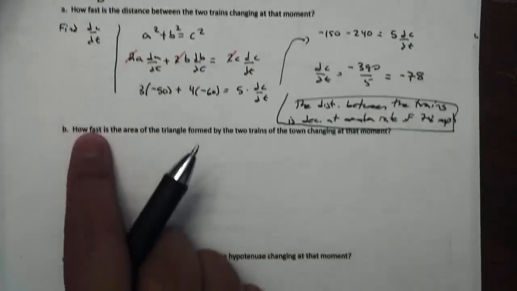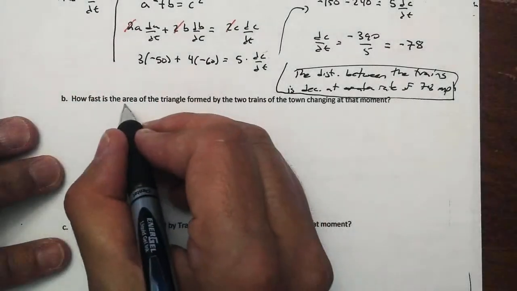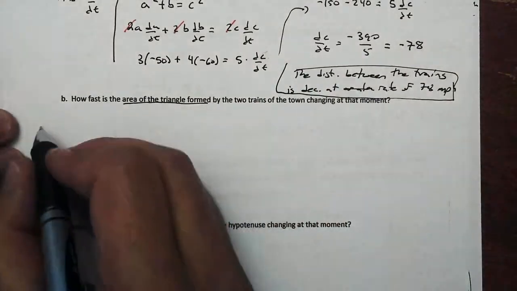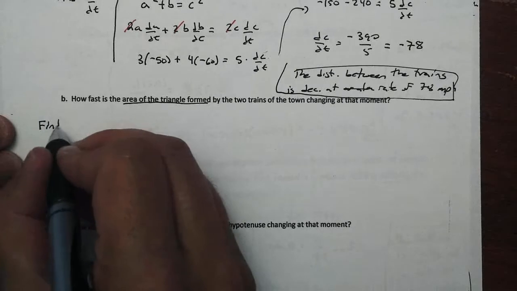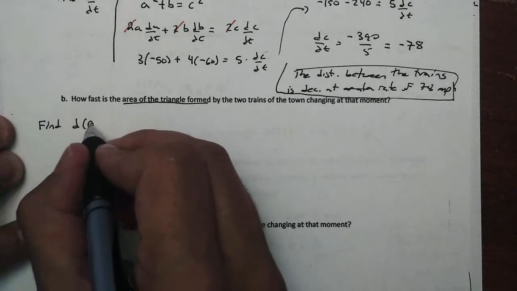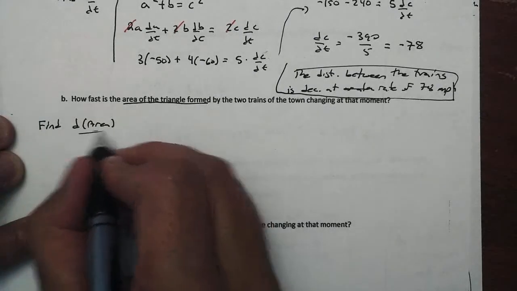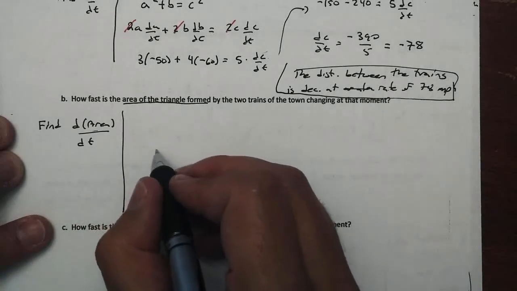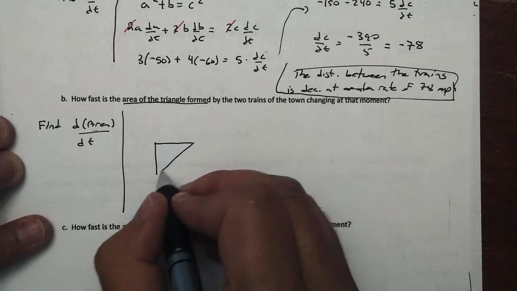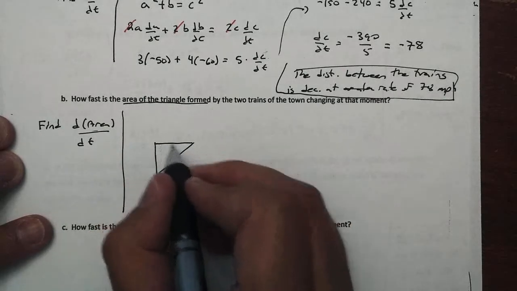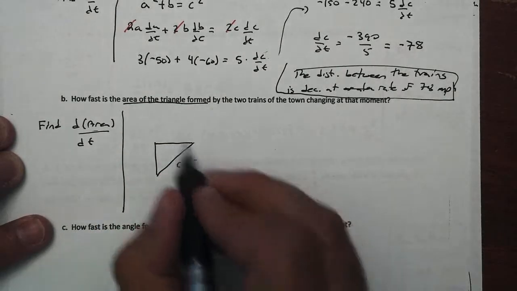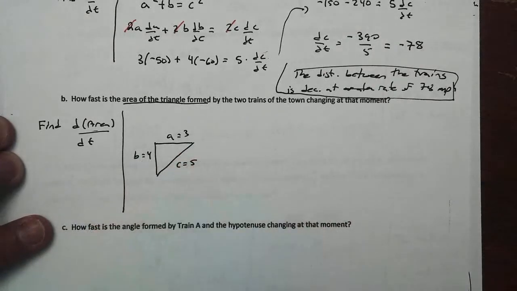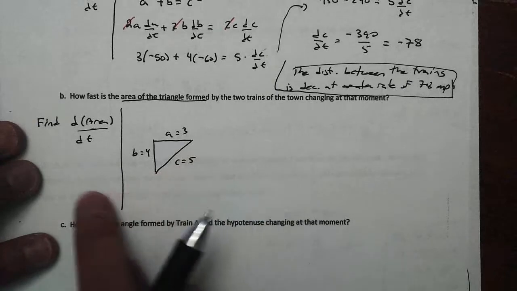Alright, now this is a fun question, part B. How is the area of the triangle formed between the two changing? So in this case right here, now we are trying to find the change in the area. I already used the letter A, so I don't want to use A again, so I'll use area itself, dArea/dt. So if I draw out my triangle again, anytime you can draw out a picture makes it easy for us. We already said that C here was 5 at the moment, A here was 3, and B was 4. And we're looking to find the change in area.